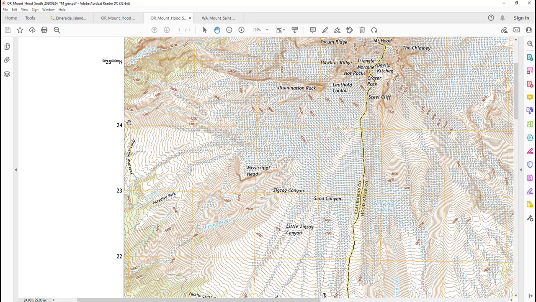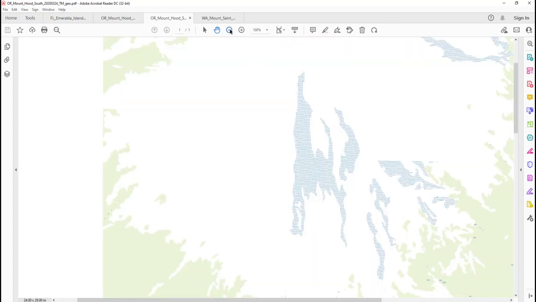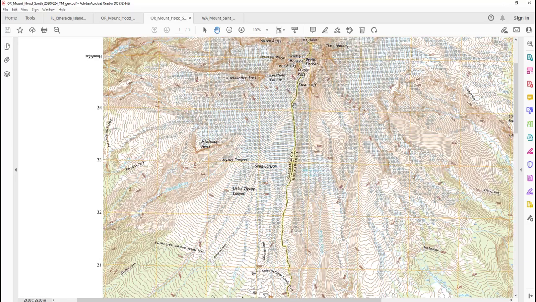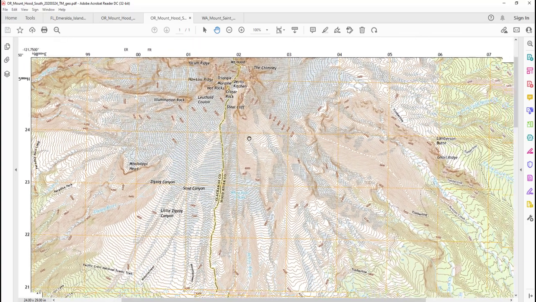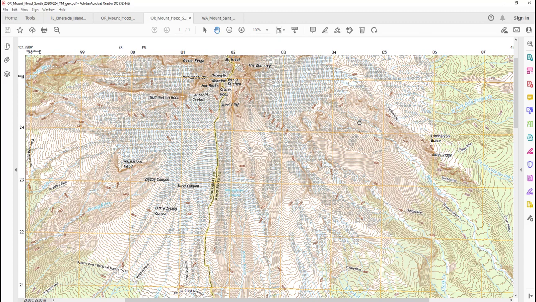Do not concern yourselves with these numbers. These have to do with the section and township and range system, which we are not going to go into. If you need to learn that, you can learn it. It's not difficult, but we're not going to worry too much about it. Alrighty, I believe that's everything you need to know about topographic maps to do the exercise.